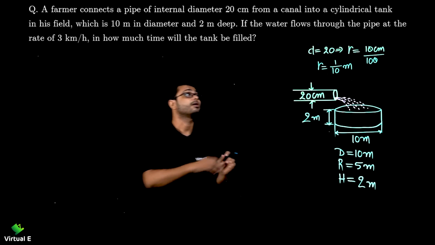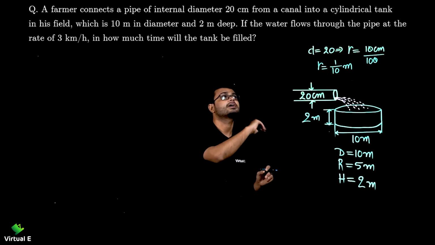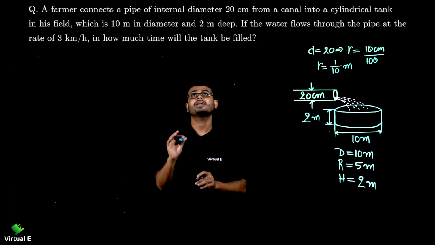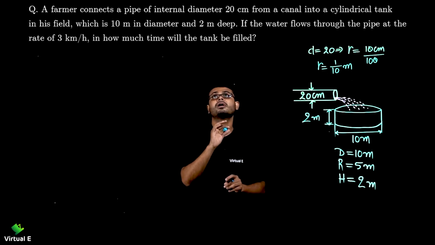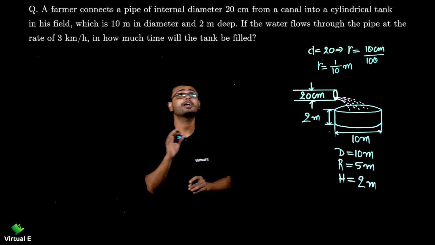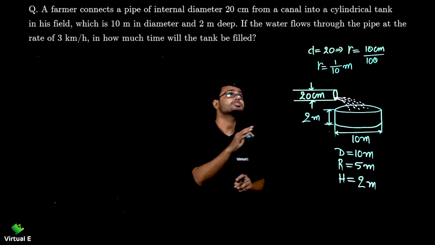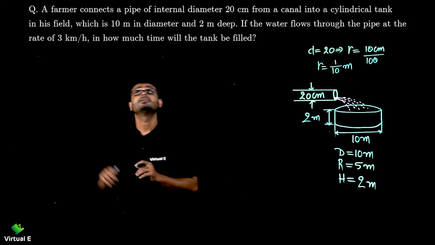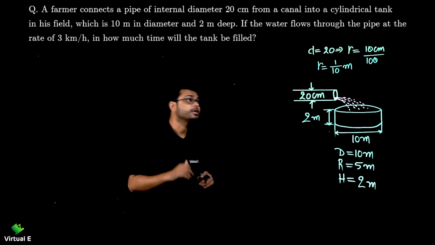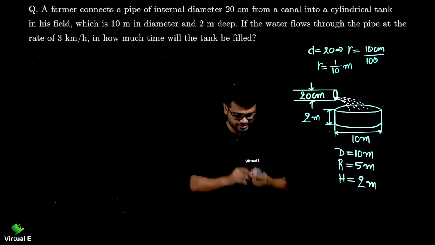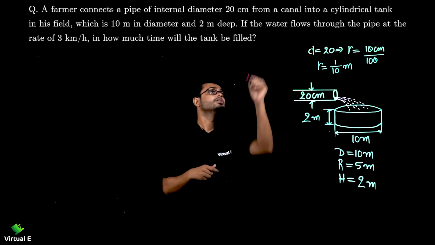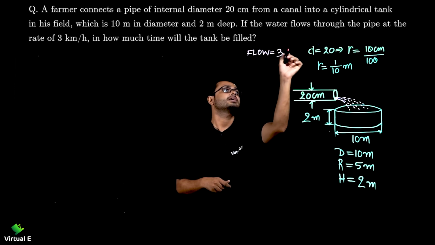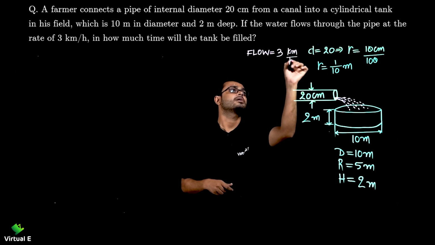Good. Now are we missing out anything? Yes. If water flows through the pipe at the rate of 3 km per hour, so the rate of flow is given. In how much time will the tank be filled? It is given that per hour the flow of the water is 3 km. Let's write here, using another pen. Flow is given as 3 km per hour.